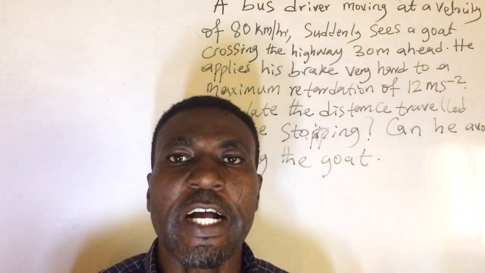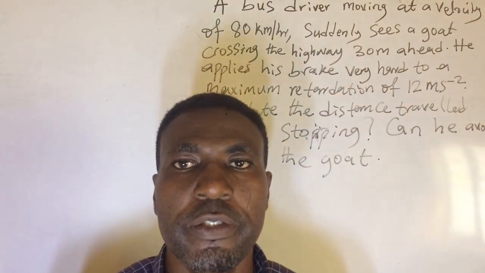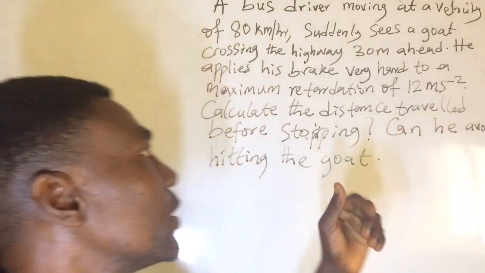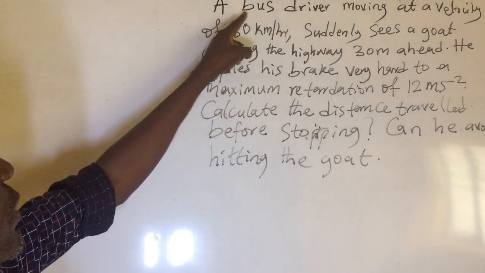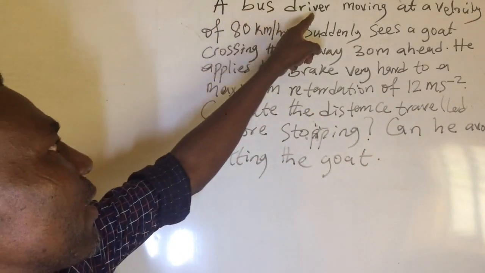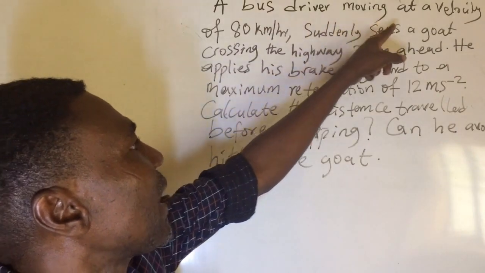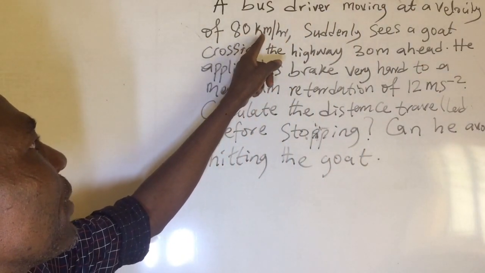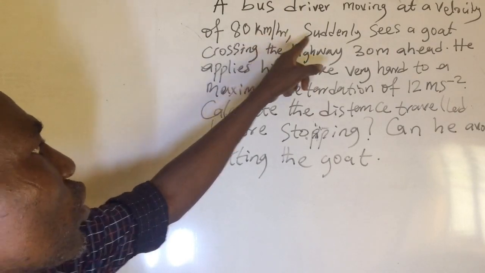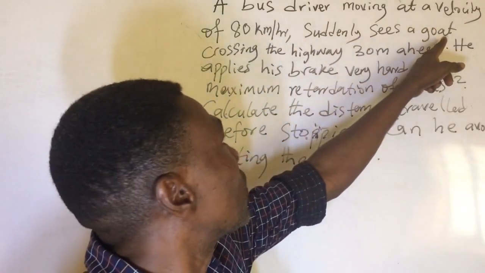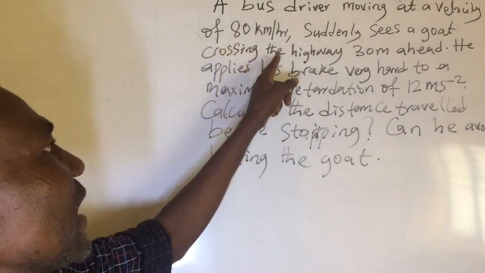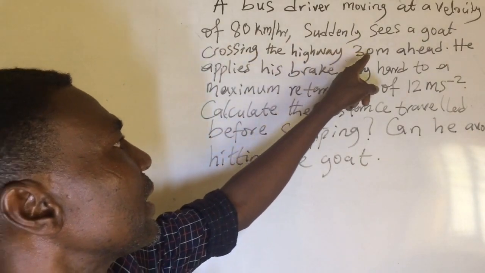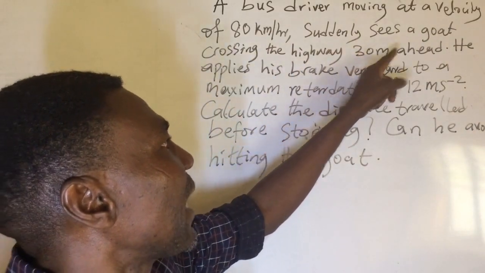This is still calculation on motion. So look at the board. A bus driver moving at a velocity of 80 km/h suddenly sees a goat crossing the highway 30 meters ahead.